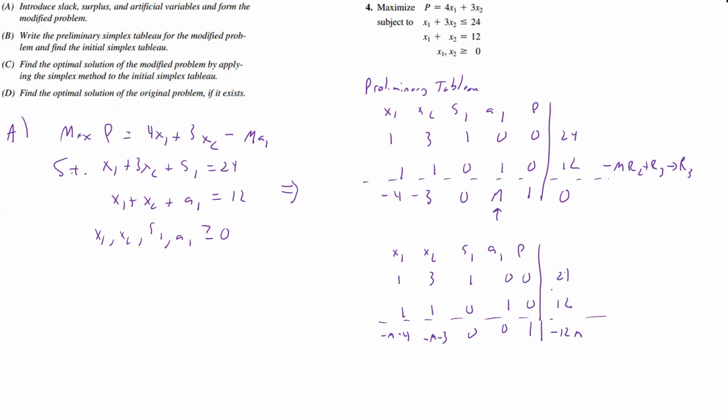The key to remember is that when we subtracted this M, we're subtracting off a huge number, like 10 to the sixth or something like this. So this is 10 to the sixth negative and taking off 4 more. This is 10 to the sixth negative, subtracting 3 more, and this is minus 12 times 10 to the sixth. So now what we have is our initial tableau. Maybe we can write it here.